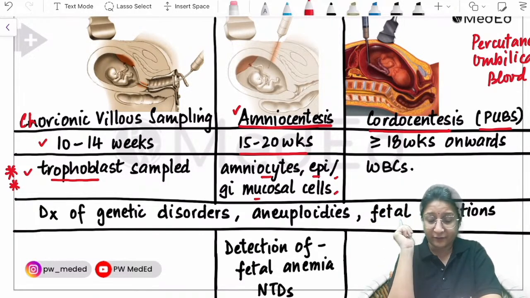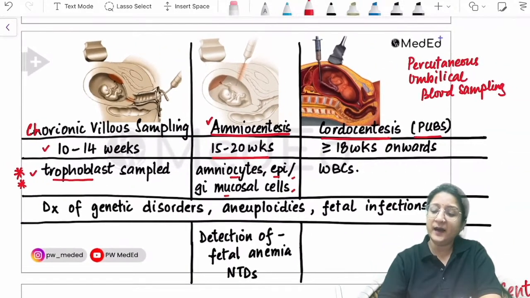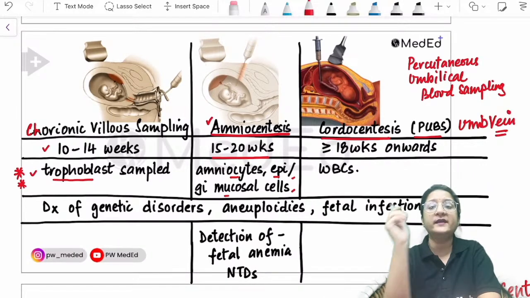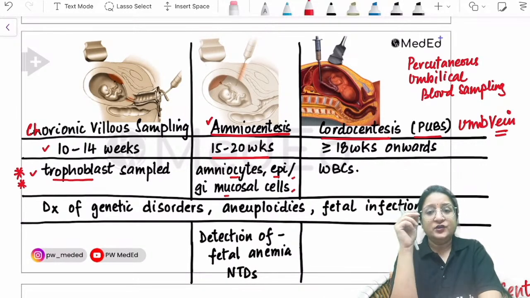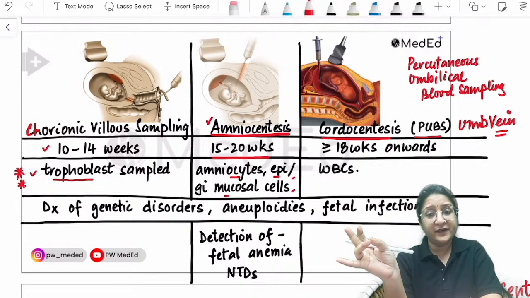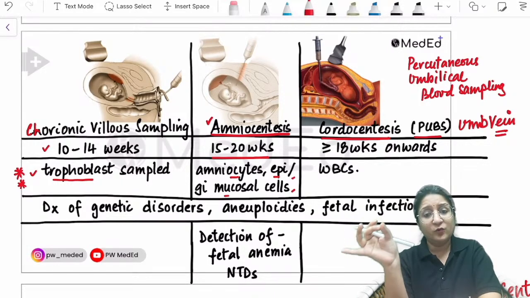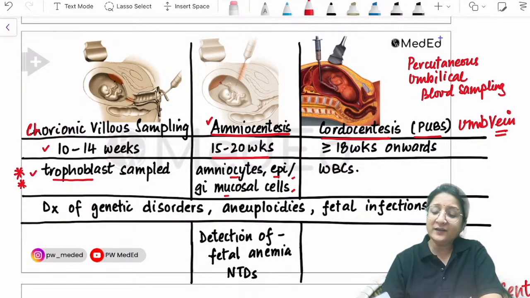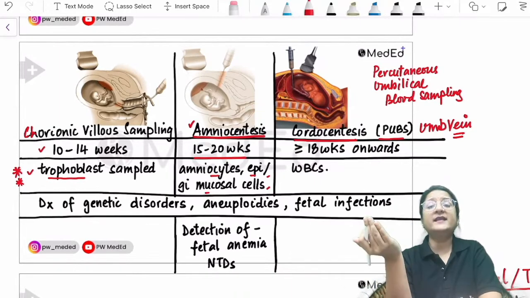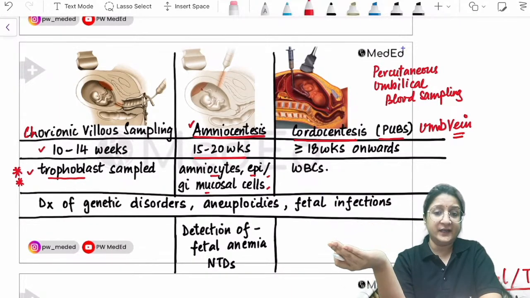That's another important information. In cordocentesis, we are sampling the umbilical vein. Also remember that we are taking the sample from the umbilical vein, not the umbilical artery. When we sample the umbilical vein, we take fetal blood, so we can check the fetal blood group and the fetal hemoglobin also. There are WBCs in the blood, which can be cultured and used for karyotyping as well. And of course, this will provide confirmation of fetal anemia.